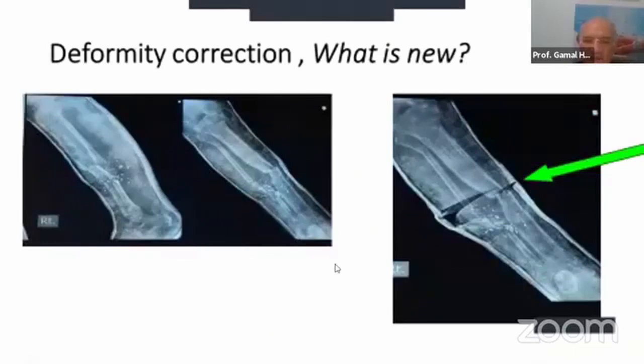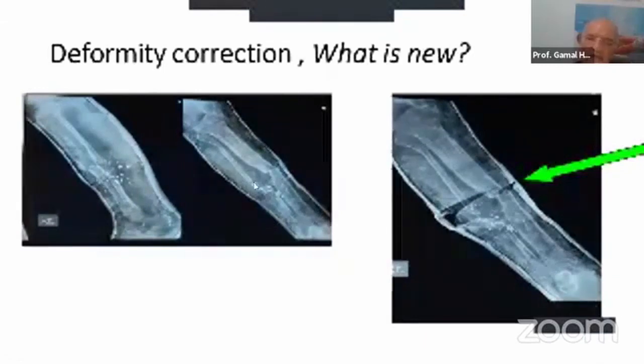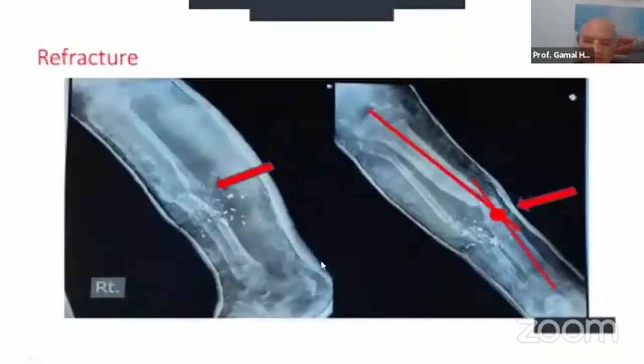Again, wedging the cast. It's exactly how we deal with the deformity. In this situation, we have a fracture and we have a deformity, and we do wedging cast. You see here the site of the fracture. When we do the wedging cast, we don't do it exactly at the site of the fracture, because we consider the fracture as a deformity.